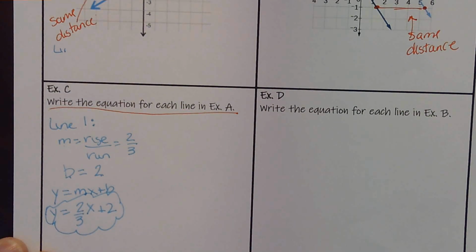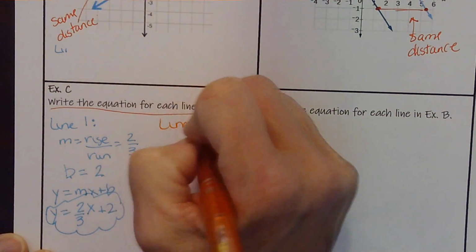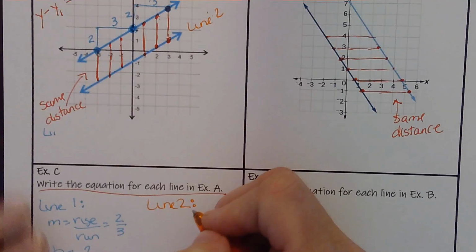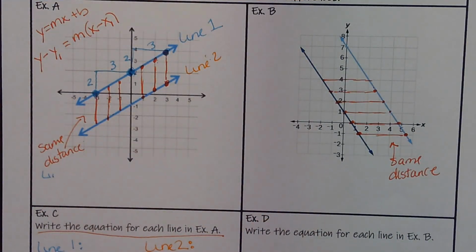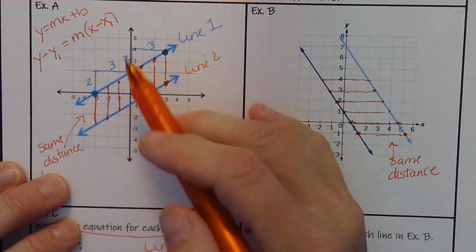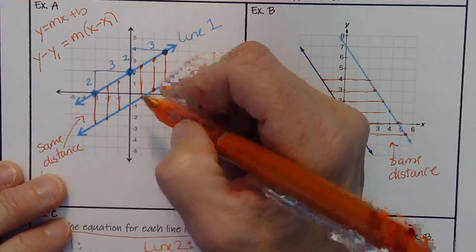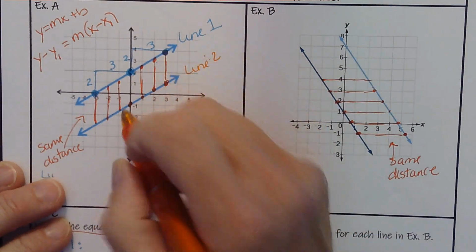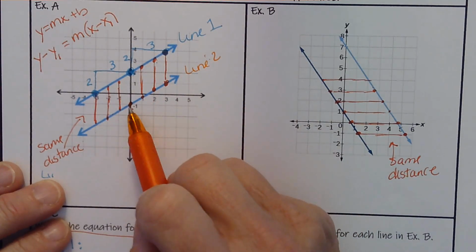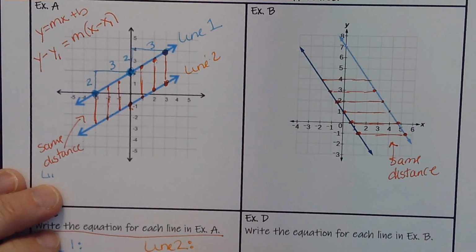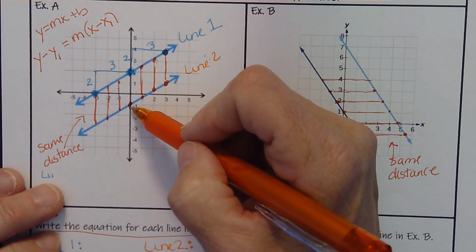So now I want us to find the equation for line 2. So let's see what we can determine from this line. Well, first, we can identify the y-intercept. There's the point for the y-intercept. So I know the y-intercept is -1. Now let's determine the slope.